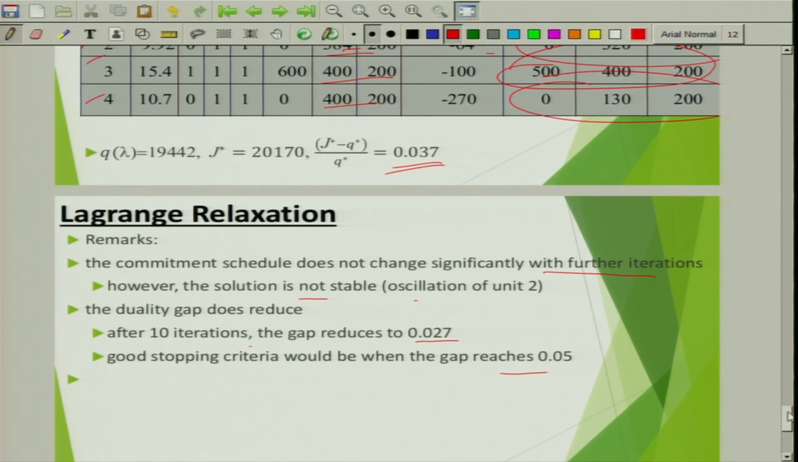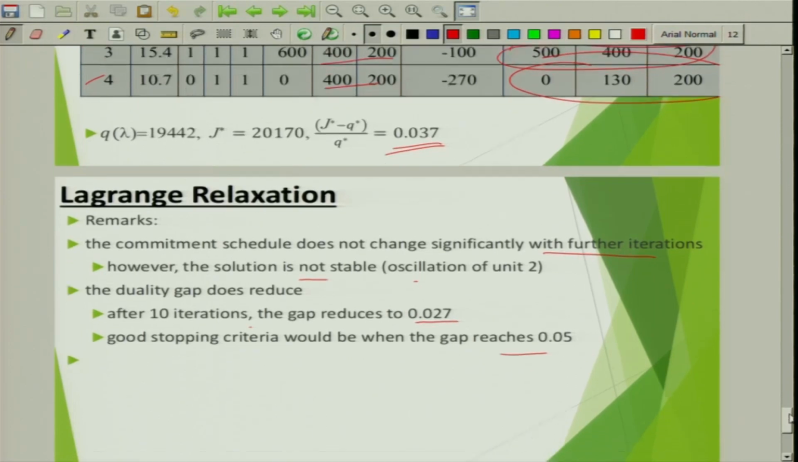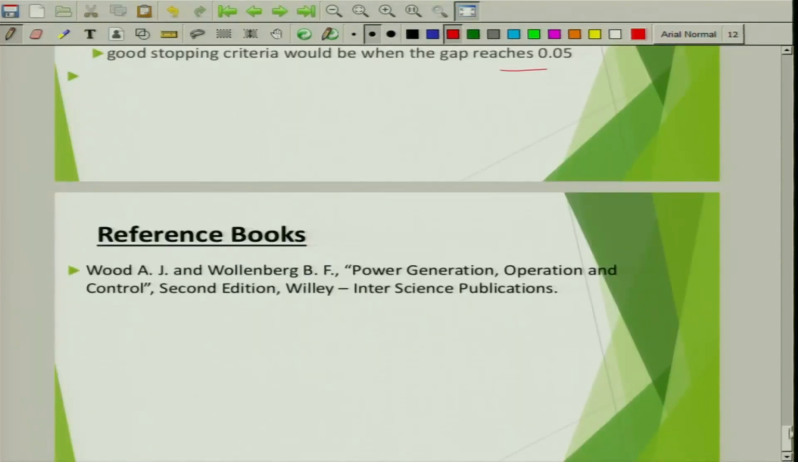So this is the procedure of Lagrange relaxation in solving a unit commitment problem, where you have 3 sets of variables: generation, lambda, as well as the turning on or turning off states U. So with that we will conclude unit commitment using Lagrange relaxation. Thank you very much.